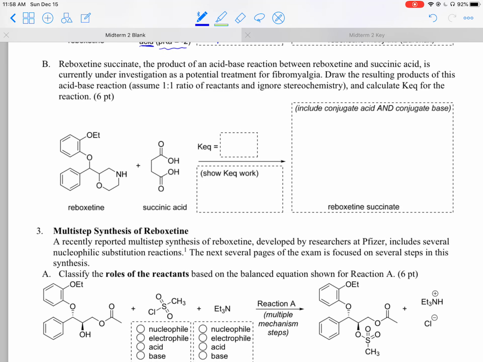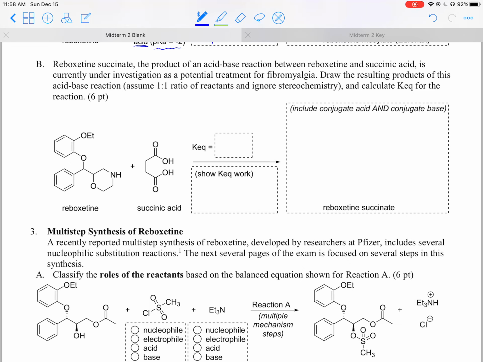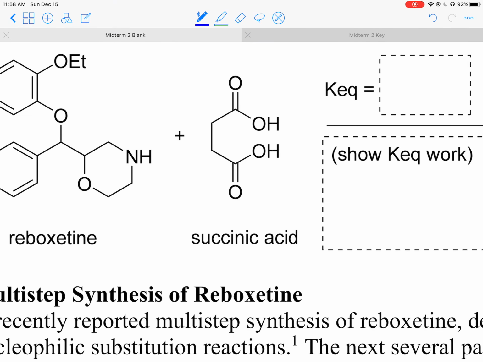Second part is very similar to the first one. Same directions. We're just drawing the acid base between reboxetine and succinic acid. As you can see, succinic acid is, I can't think of the word. Basically, there's a mirror plane here. And so either of these hydrogens are equally likely to be acidic. We could deprotonate either of them. It would lead to the same compound.